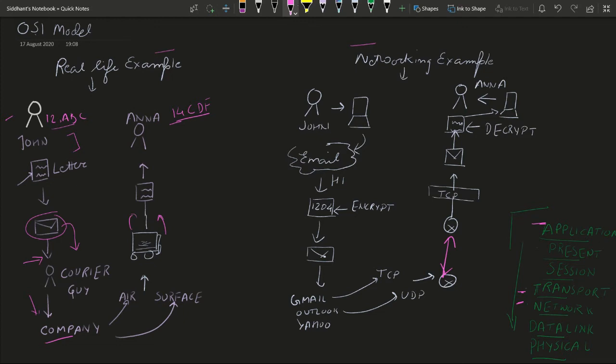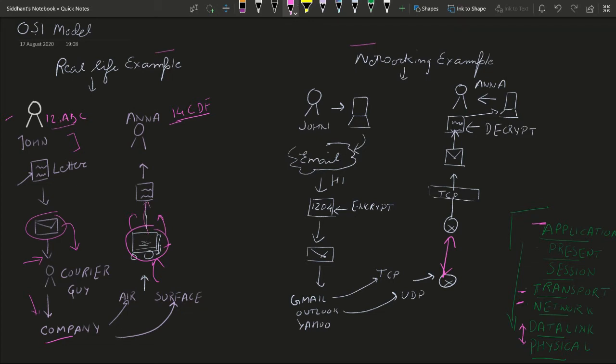Now for this example, for this session, we will take the data link layer and physical layer as a single layer. So in the data link layer or the physical layer, what will happen is the company will put that envelope in a truck or in an aeroplane. If it is sending via air, or if it is sending via surface, they will put the envelope in the truck. Now that truck will go to Anna's house.